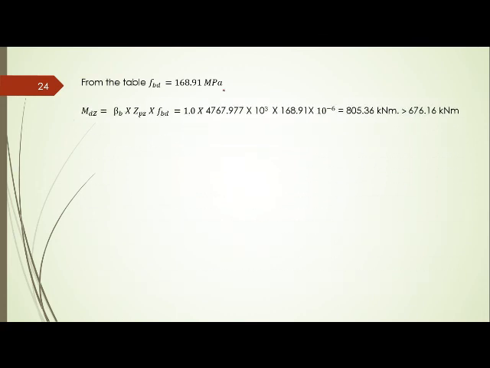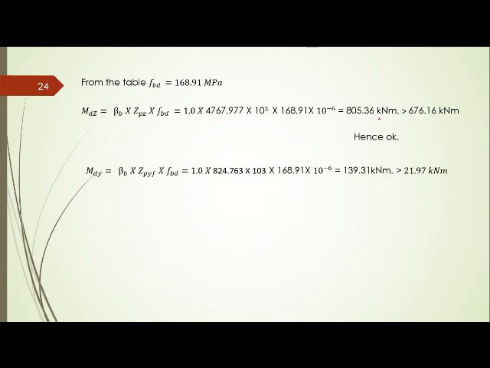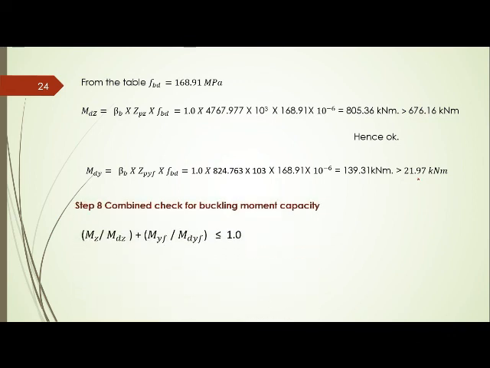So we have seen that MBZ is coming as 805.36, which is greater than the absolute maximum bending moment, hence it is okay. We have again checked it for MDY of the flange. So it is again coming as greater than the moment shared by the flange itself only. Now we have checked it in step 8 for the combined interaction, and it is coming as less than 1. So hence we may say that it is checked for combined interaction of buckling moment capacity also.